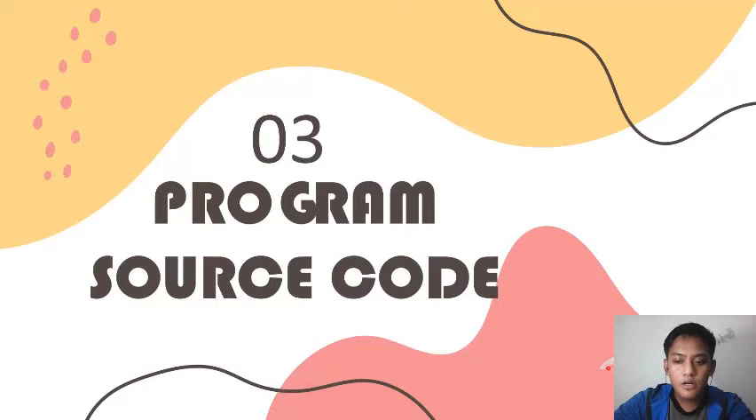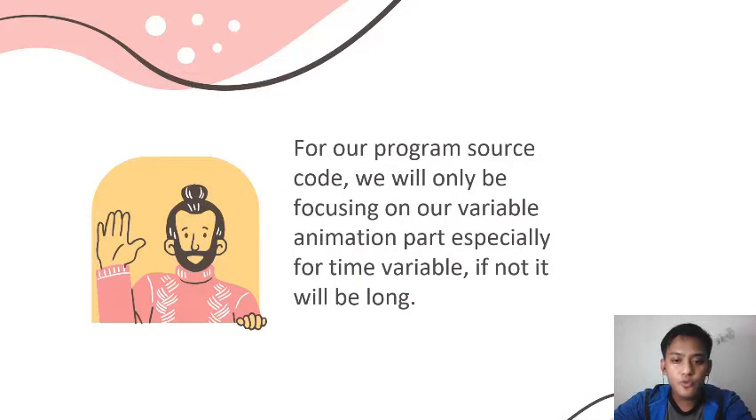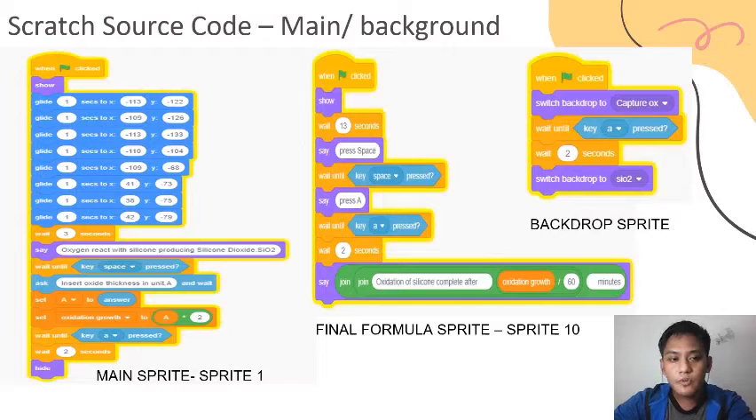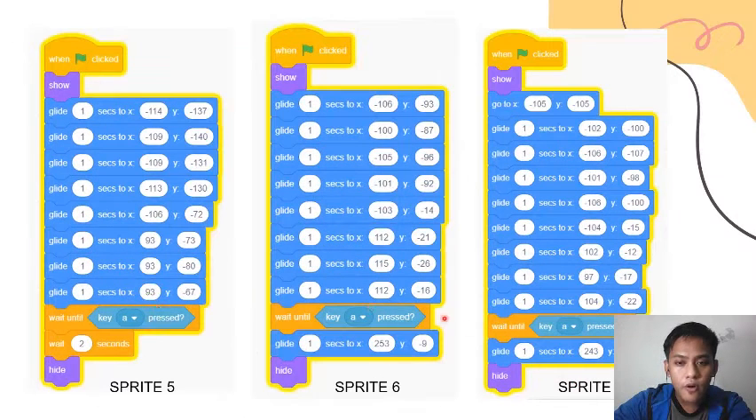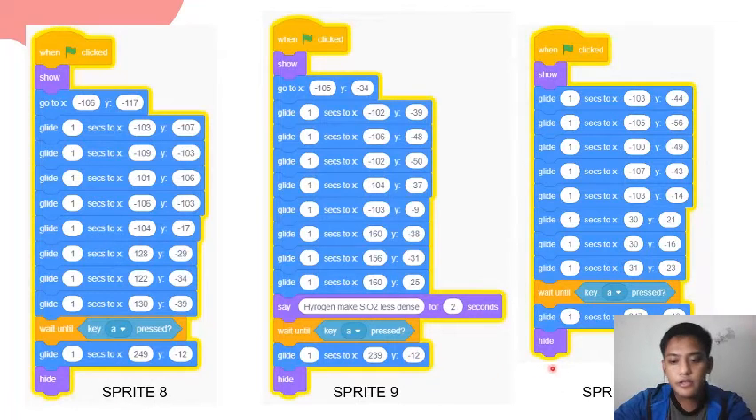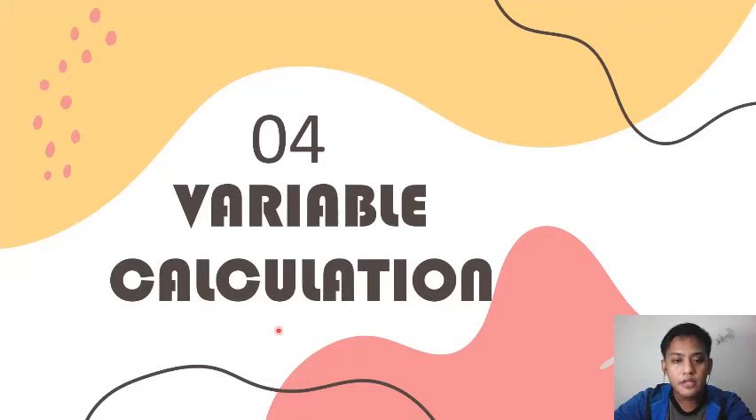So next is about the program source code. For our Scratch program source code, we will only be focusing on our variable animations part, especially the time variable. If not, it will be long. So basically, the Scratch source code is our main or background code. It has main sprite 1, final formula sprite 10, backdrop sprite 2, sprite 3, sprite 4, sprite 5, sprite 6, sprite 7, sprite 8, sprite 9, sprite 10, and that's all for the source code.